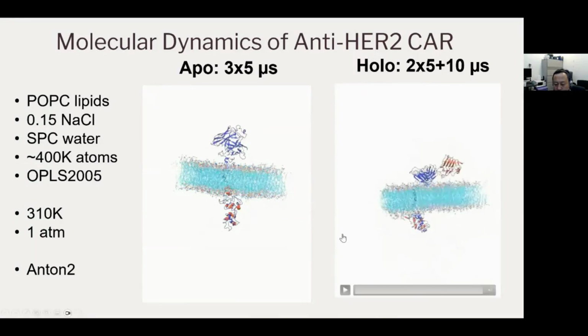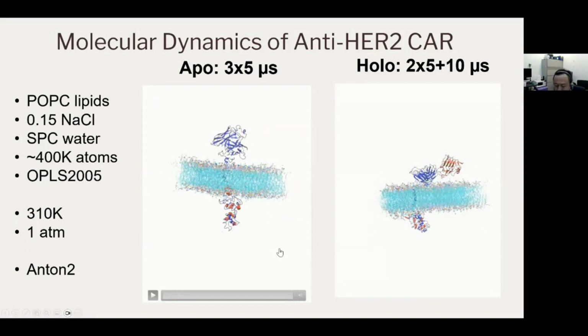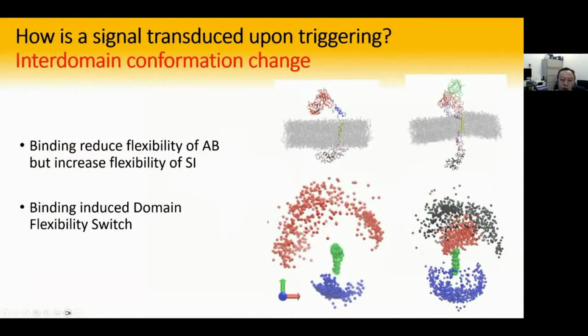Okay, so that's kind of different from what we observed, but that might explain how it recognizes the signal for the intracellular domain. So here's a more quantitative analysis. We just plot the center of those domains to see what we just described.